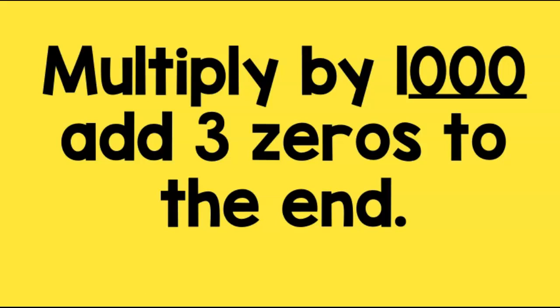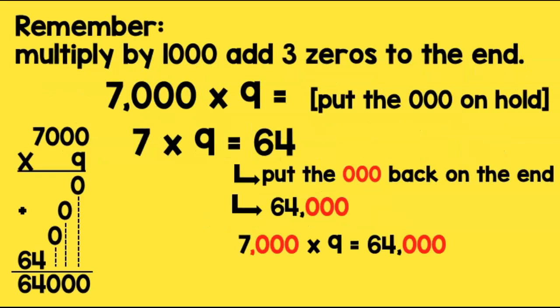Multiply by 1,000, add 3 zeros to the end. You'll notice a pattern that we have done: 1 zero, 2 zeros, 3 zeros now. So if we multiply by 1,000, we add 3 zeros to the end.